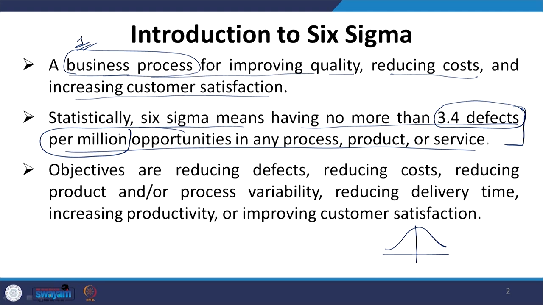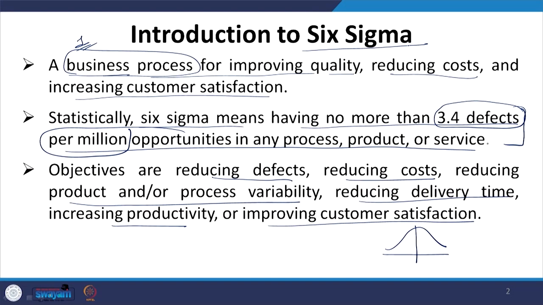Now the objectives are reducing defects, reducing cost, reducing product or process variability, reducing delivery time, increasing productivity and improving customer satisfaction. So all those things which you desire in your organization, how I can improve the quality, how I can reduce the lead time, how I can reduce the wastage, how I can reduce the cost, how I can improve my competitiveness, how I can improve my productivity, all these things are simultaneously possible if you understand the meaning of Six Sigma and if you are able to implement Six Sigma in the right spirit.